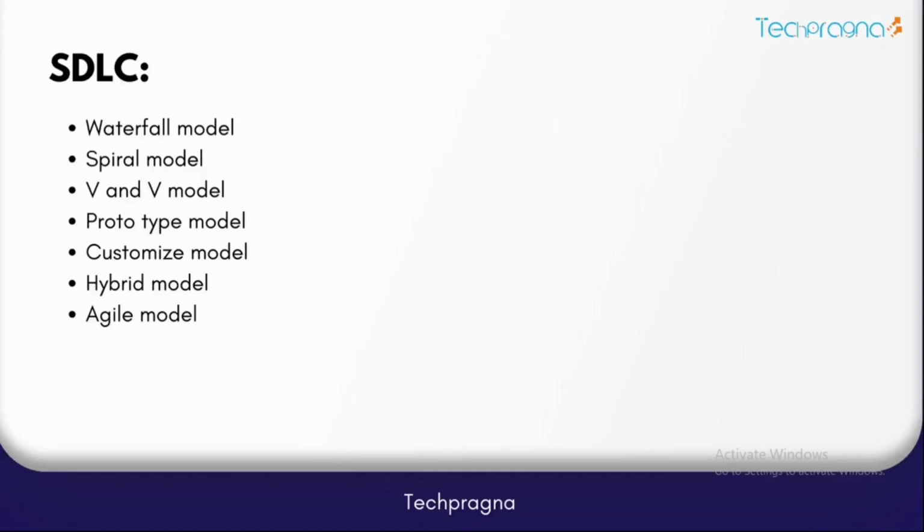So which type of requirements are we going to adapt in different types of models? For example, the waterfall model: when the customer wants a short-term project and is sure about the requirements, in that case we go for a waterfall model. Next one is the spiral model, when the customer gives the requirements stage by stage, one stage after another stage. In that case, we go for a spiral model.